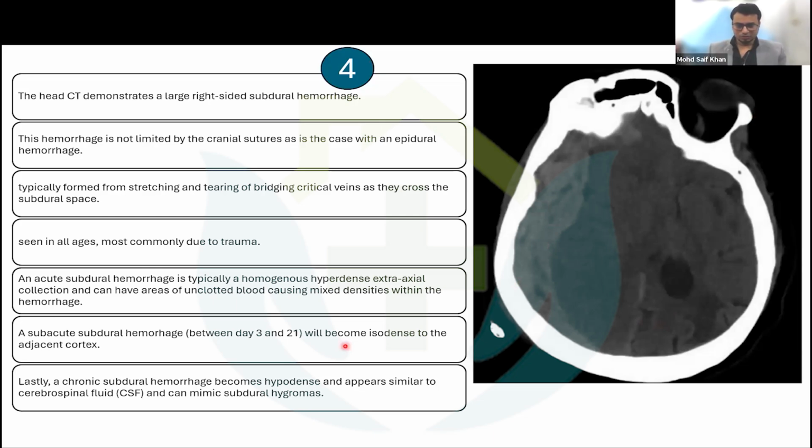Yes, it could be acute on chronic, or possibly some chronic, but there should be demarcation of chronic and then acute. Anyway, if you say right-sided subdural hemorrhage, that is fine. If you are saying acute, then you have to go for surgery, right?